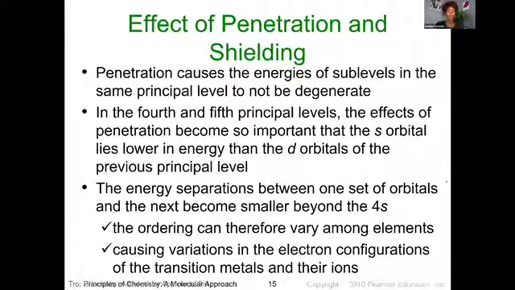Something we also have to keep in mind is that because there are so many electrons found within specific subshells, the subshell has the ability to penetrate into these higher energy levels despite being found in lower energy levels. So penetration causes the energies of sublevels in the same principal level to not be degenerate, meaning they won't be equivalent to one another. In the 4th and 5th principal levels, the effects of penetration become so important that the s orbital lies at lower energy than your d orbitals in the previous principal level.